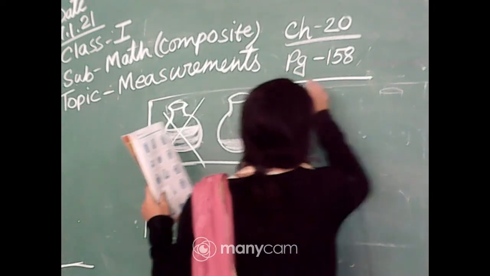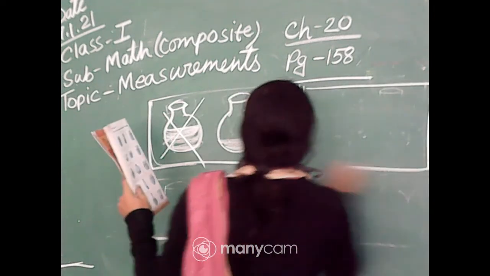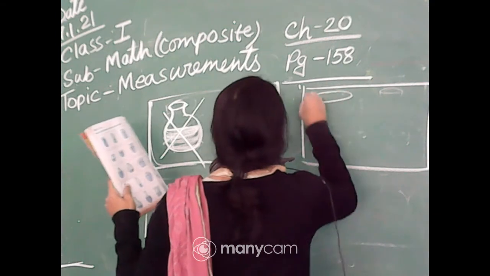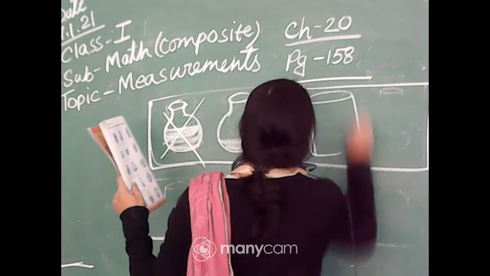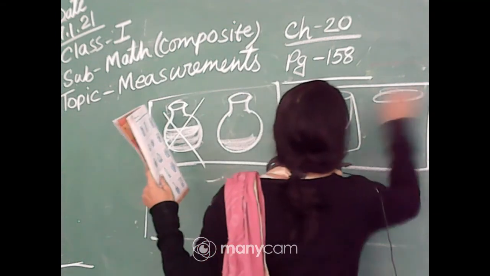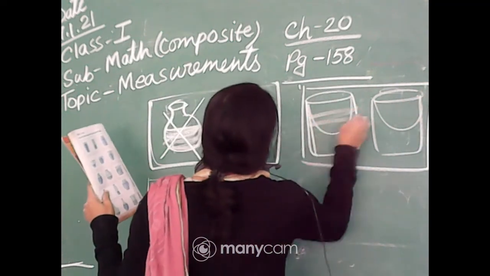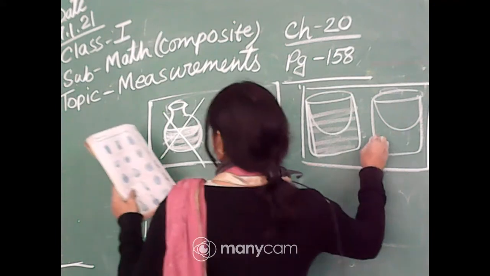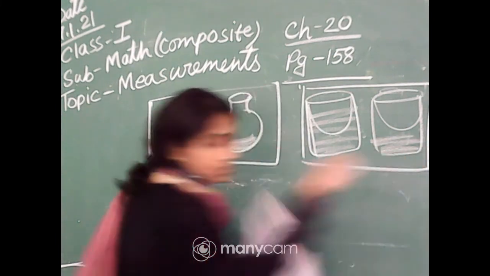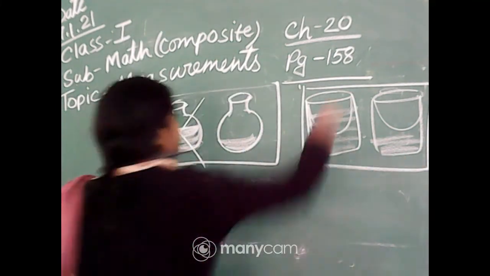Next is bucket. Which container has more? You have to cross this one. The first bucket has more and the second bucket has less. So you have to cross this one.